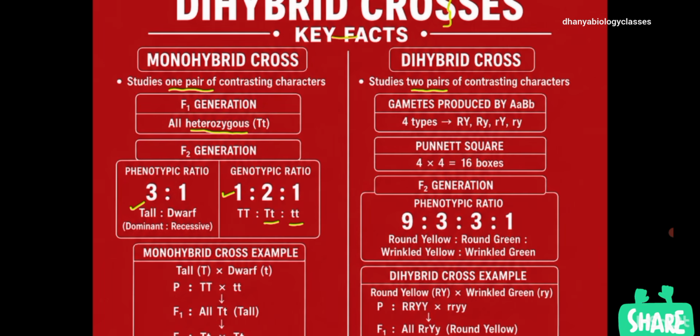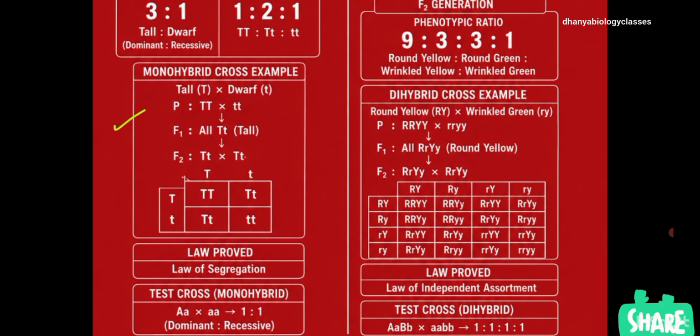Okay. And then about dihybrid cross, here the F1 generation is capital R small r, capital Y small y. So the gametes are capital R capital Y, capital R small y, small r capital Y, and small r small y. And the Punnett square has about 16 boxes. The number of gametes produced is 4 types. In the F2 generation, the phenotypic ratio is 9:3:3:1. That is round yellow 9, round green 3, wrinkled yellow again 3, and wrinkled green 1. Okay. This is the monohybrid cross and dihybrid cross.